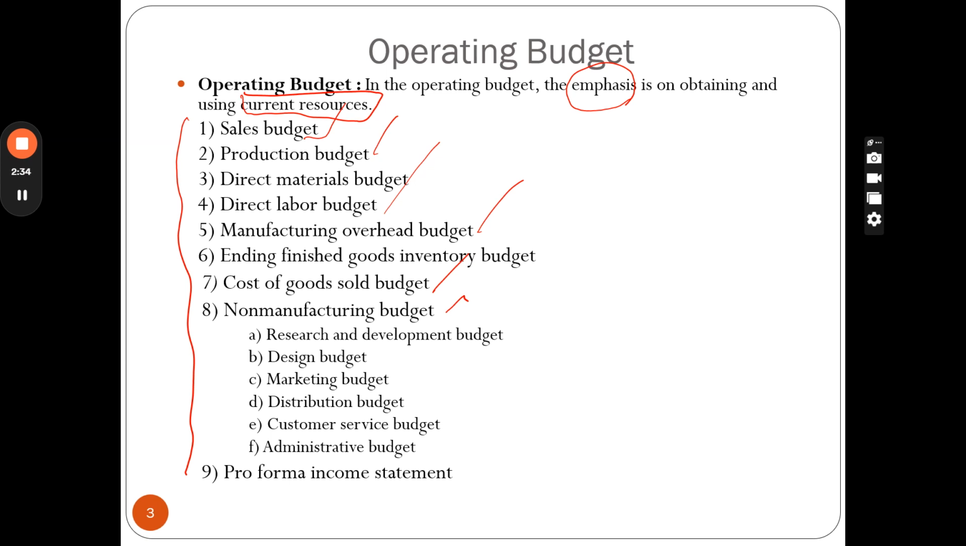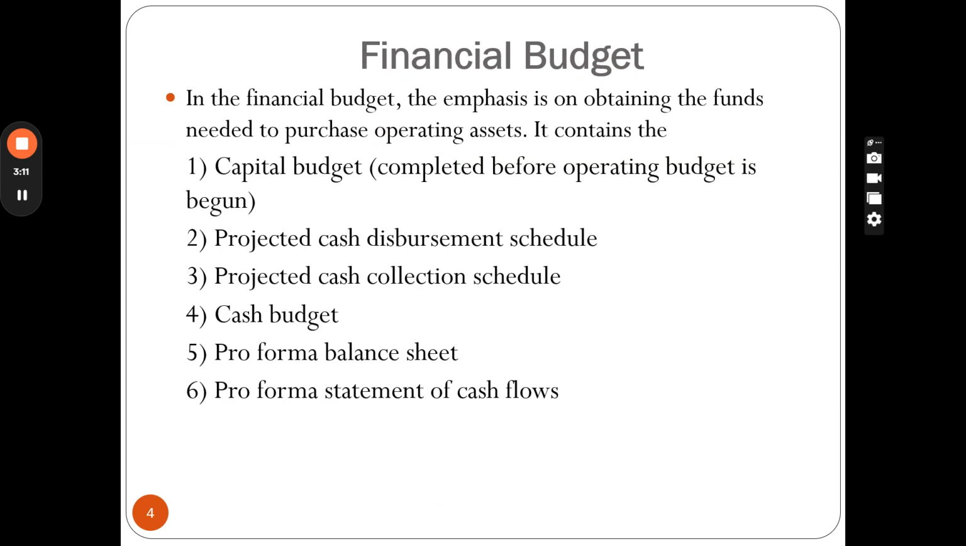And this is what the operating budget actually is. It is related to the operations of the company, so how you are going to utilize your short-term resources in a short period. Once you prepare all this, you will prepare a pro forma income statement, or we can call it a forecasted income statement. So what is going to be your net income by the end of the year, considering all the above-mentioned budgets? It is going to be a forecasted income statement.